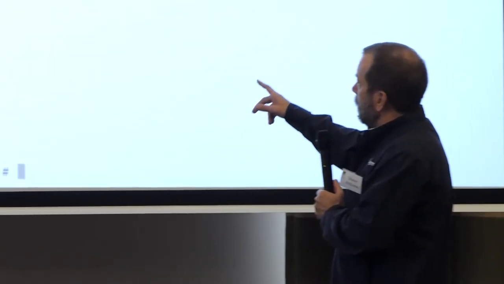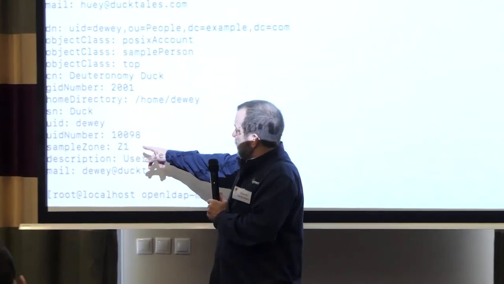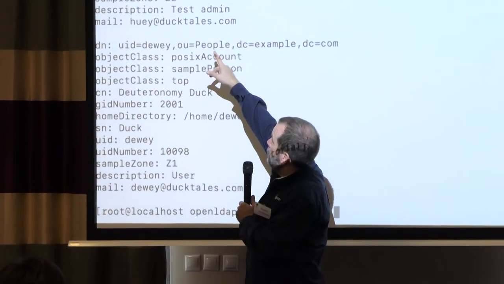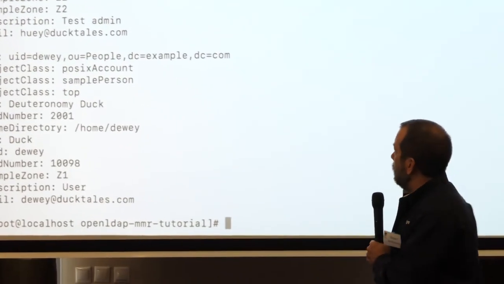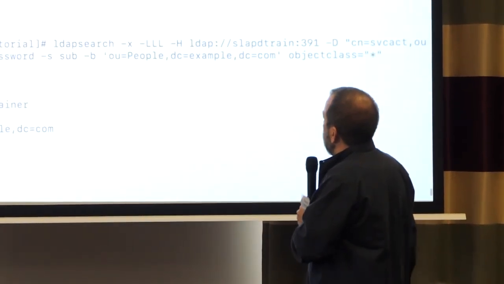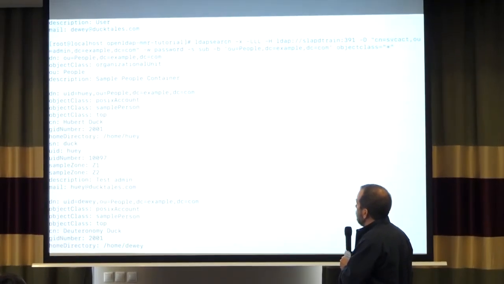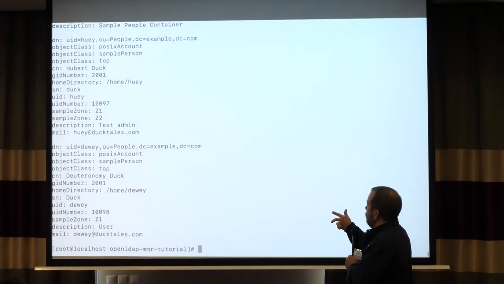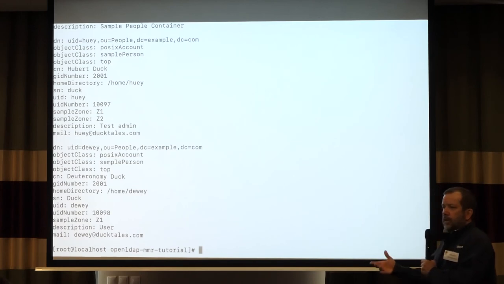And you're only going to see ducks that have the sample zone Z1. It could be Z1 and Z2, but it at least has to have Z1 because this is the Z1 replica. So let's make sure that they're all Z1 ducks. We got Hubert, he's Z1, Z2, and then Dewey is Z1, and that's it, right? So that was successful. The data is replicated, and it's replicating by the filter just the way we want it to.